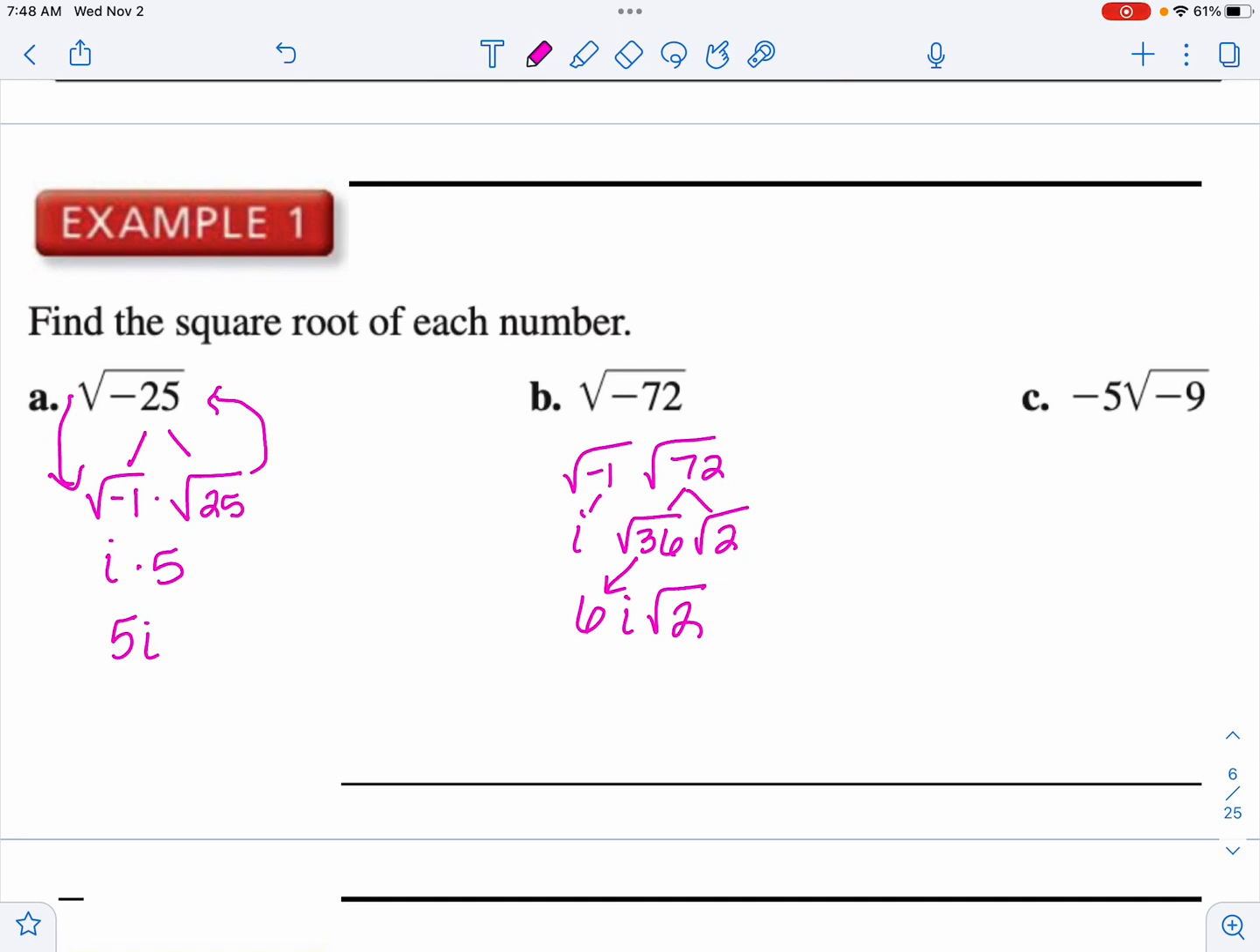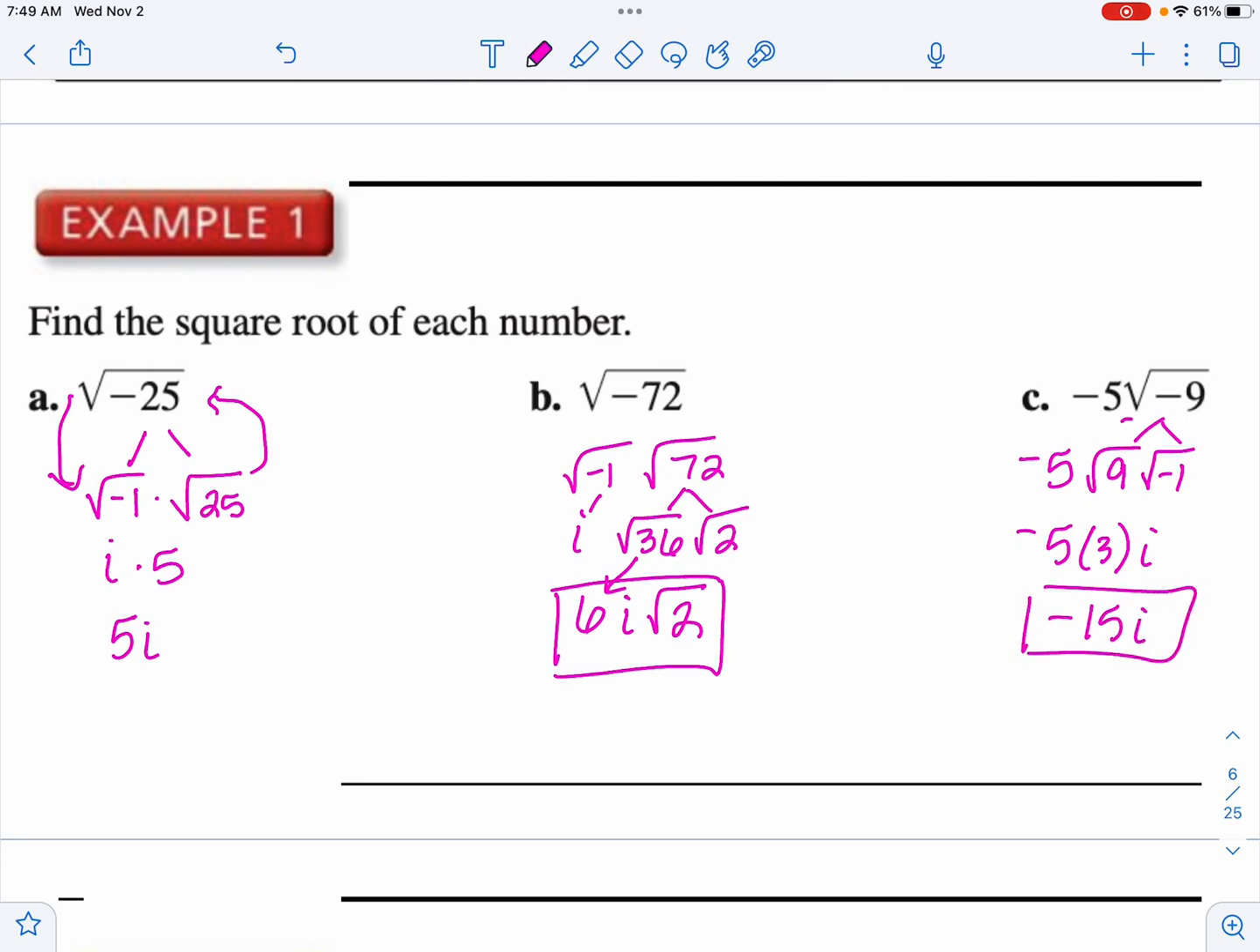Now, is it wrong if you write it in a different order? No, but this is just how you'll typically see it. For c, -5 just gets brought down. And then I'm going to switch the order this time. I'm going to write 9 and -1. So that's what the square root of -9 turns into. And we have -5. Square root of 9 is 3. And square root of -1 is i. So -15i. Okay.